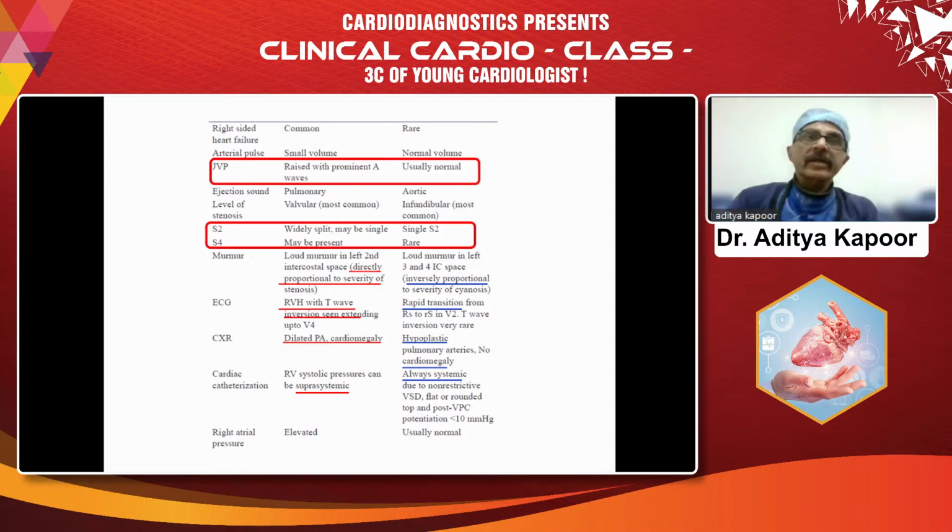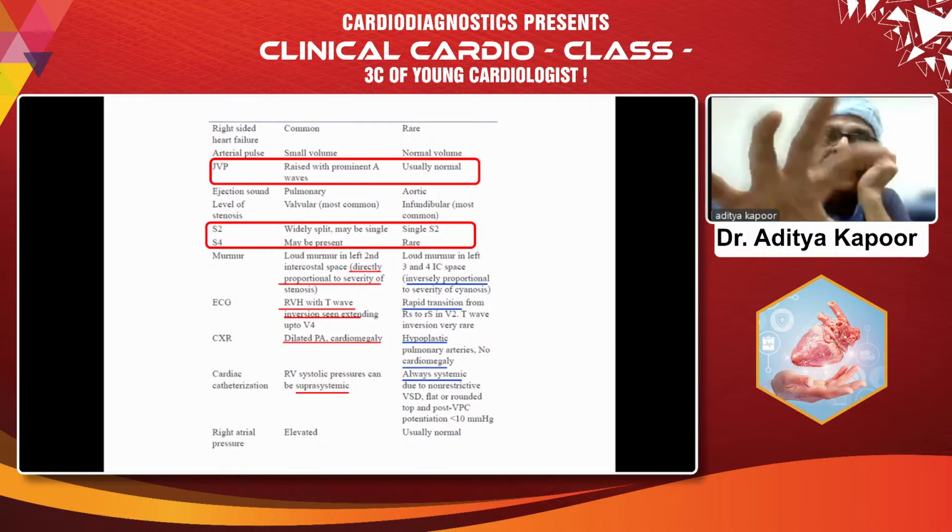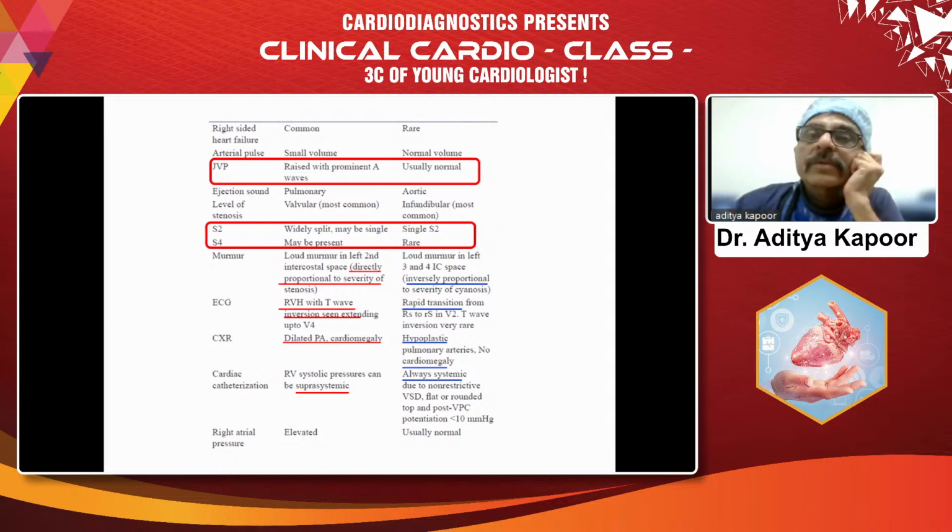So these are the ways you can differentiate the VSD-PS physiologies: by physical examination, by onset of cyanosis, by ECG, by X-ray, and very importantly, PS intact septum versus VSD-PS. So I'll stop here. Thank you.